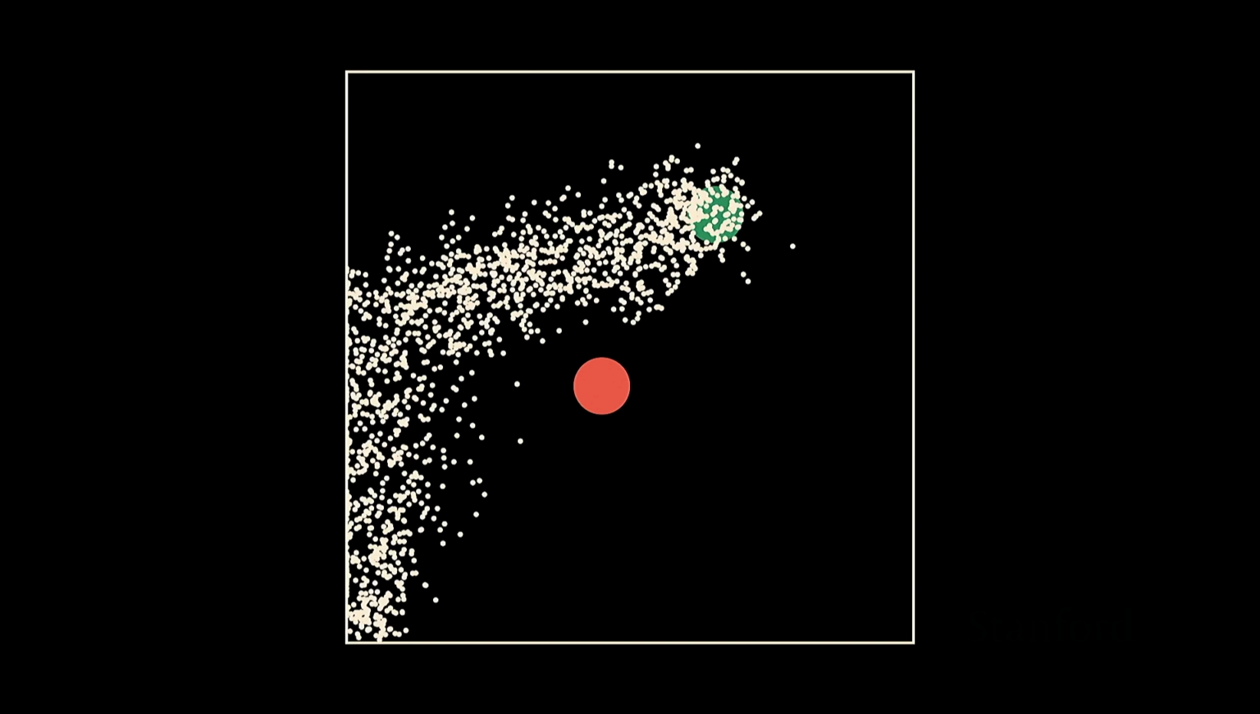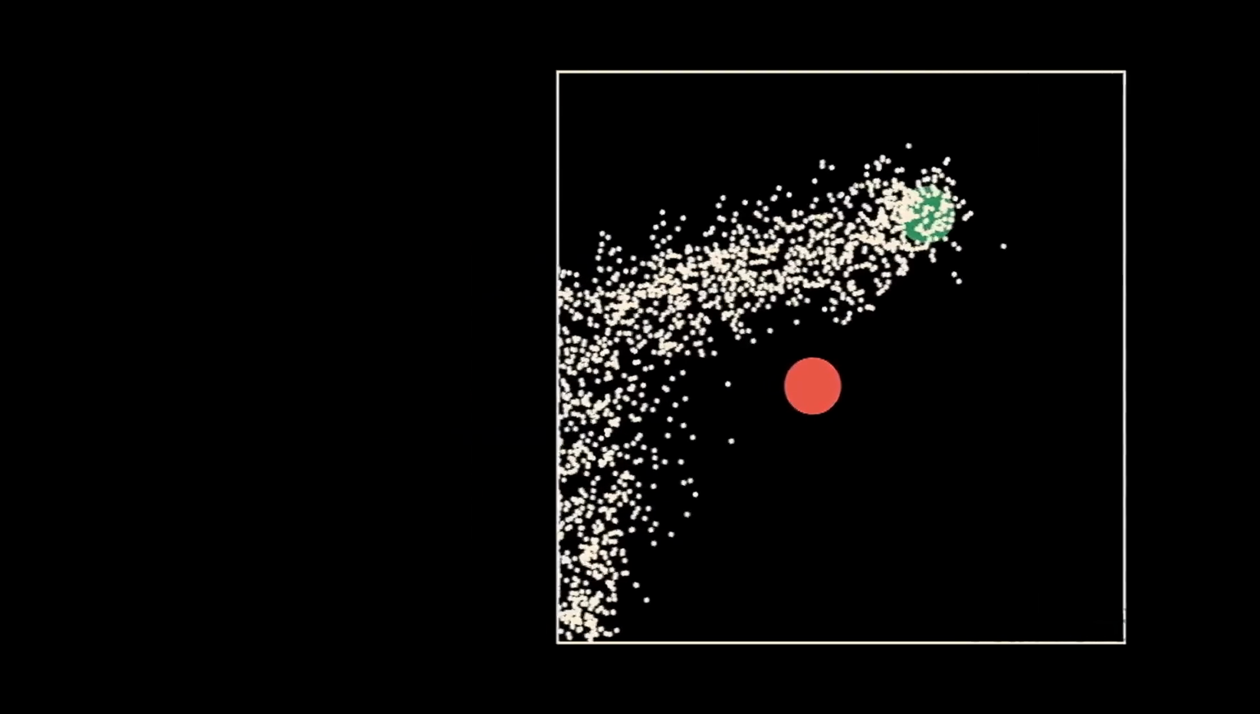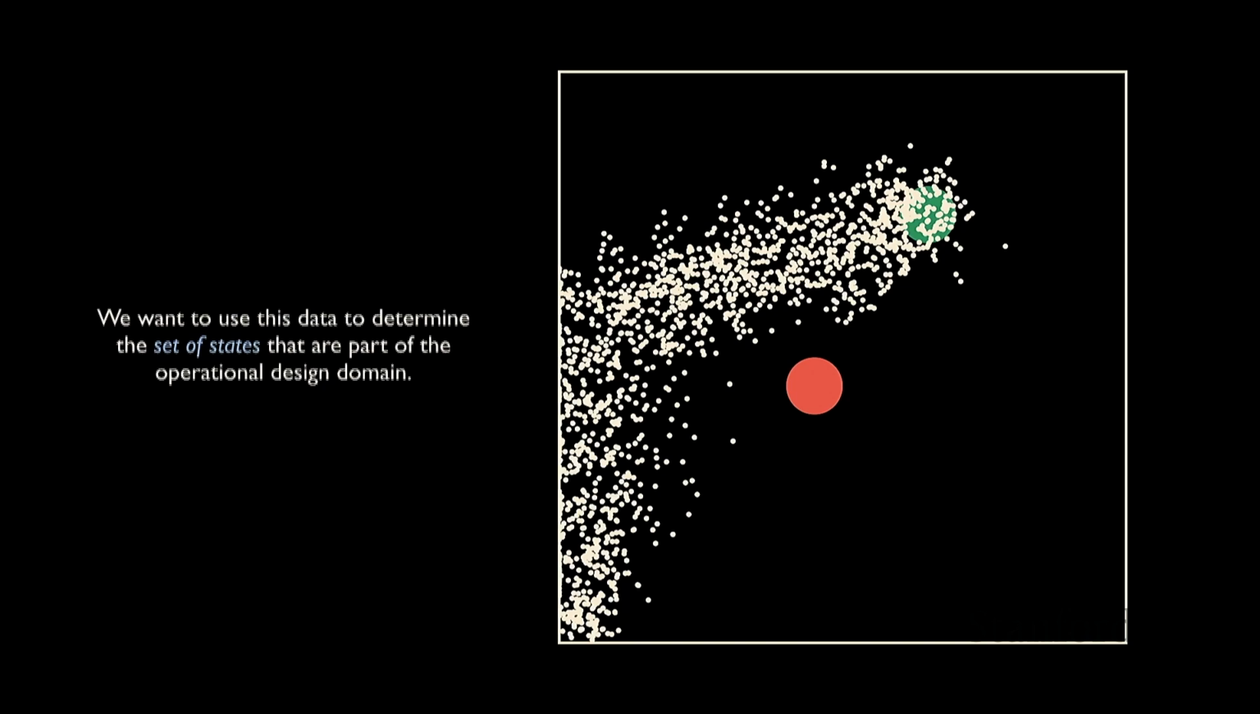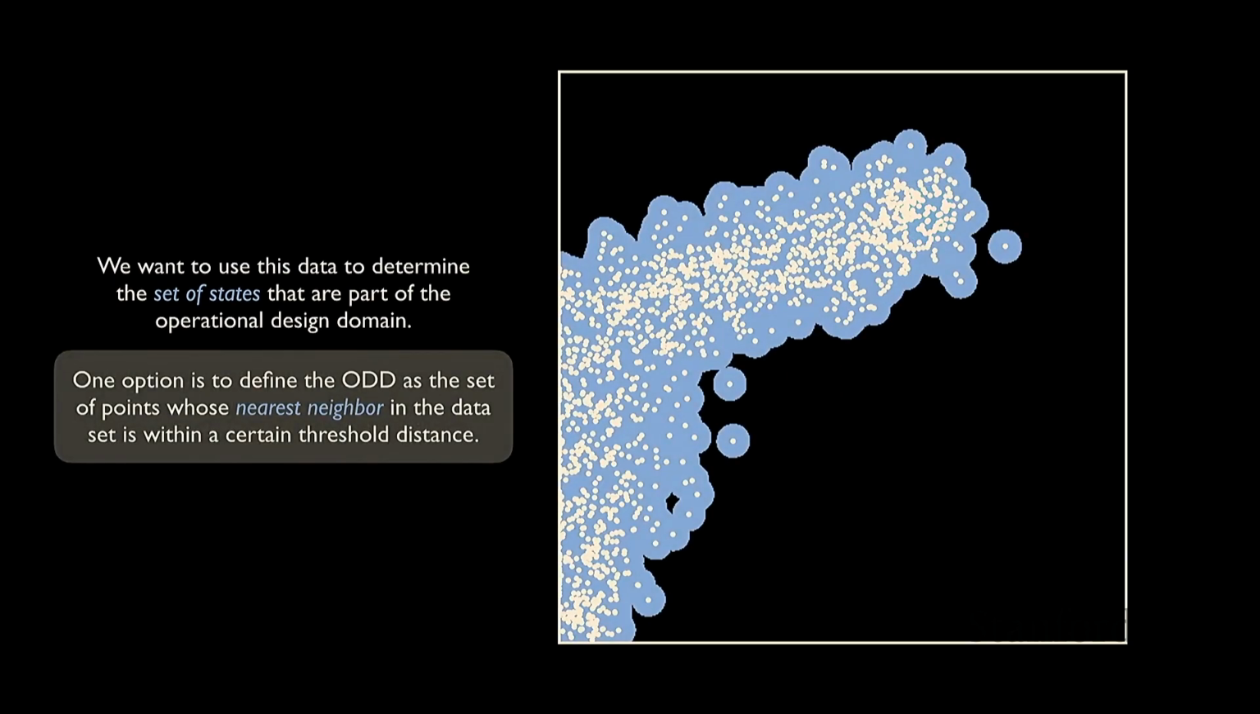Okay, and so basically, our goal here is then to determine the set of states, so the set of any of the states in this outer square here, that are part of the operational design domain. And logically, the idea is that states near states that we saw during our offline validation should probably be within the operational design domain. So with that, maybe the first most obvious thing to try is to just say that the operational design domain is the set of points whose nearest neighbor in the data set is within some threshold distance.